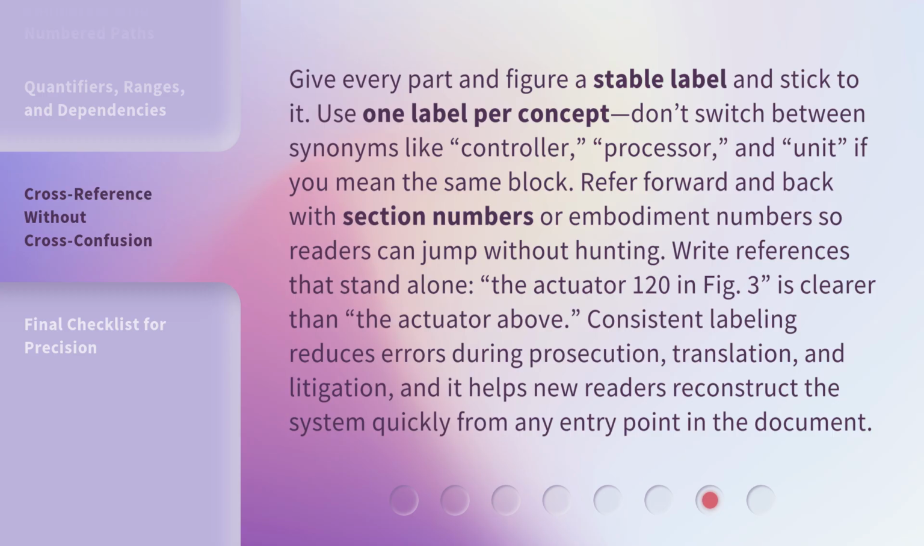Write references that stand alone. The actuator 120 in Figure 3 is clearer than the actuator above. Consistent labeling reduces errors during prosecution, translation, and litigation, and it helps new readers reconstruct the system quickly from any entry point in the document.